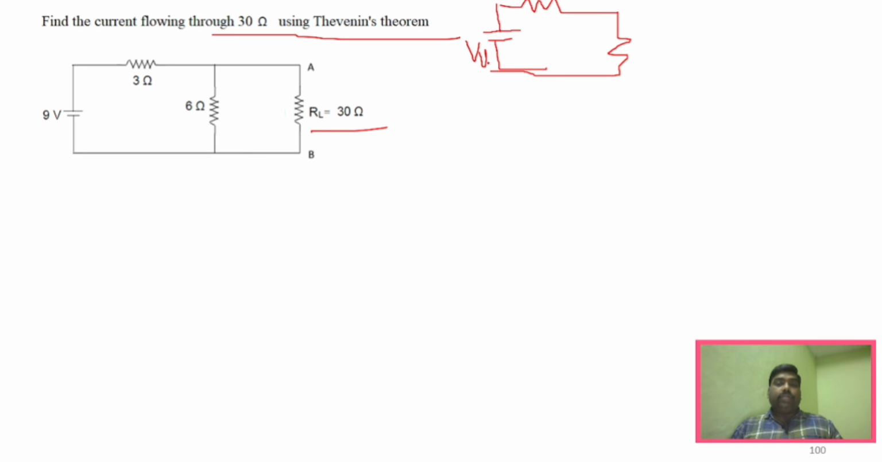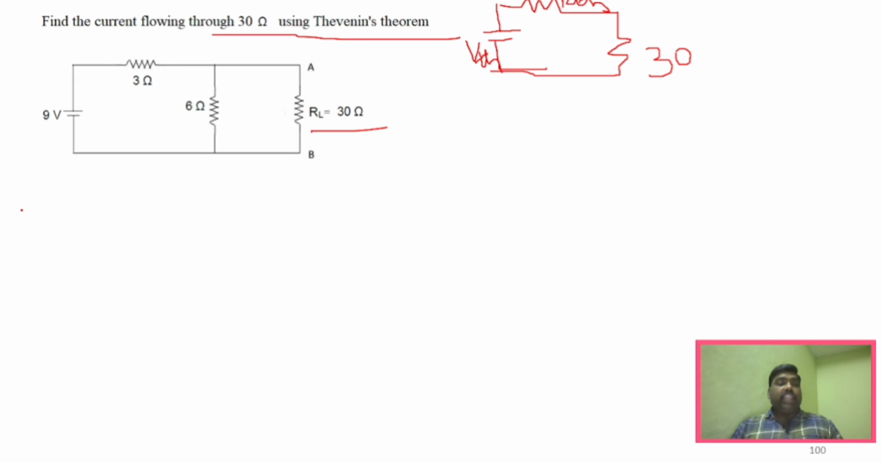So VTH we need to find out, and RTH we need to find out, and RL they have given. RL they have given us 30 ohm. Now, what is the second step? The second step is we need to find out VTH.